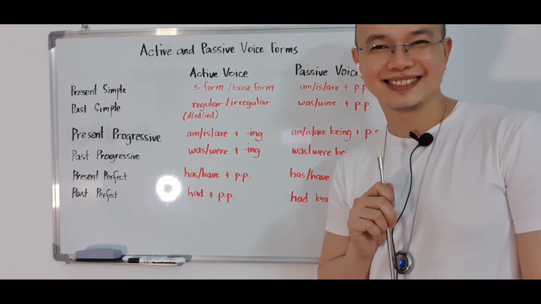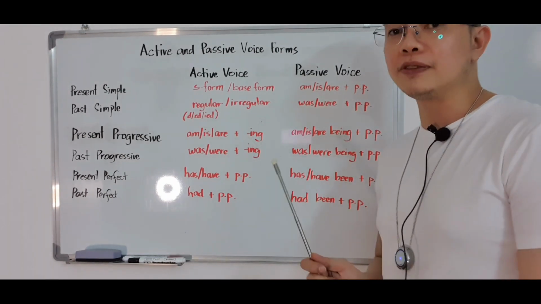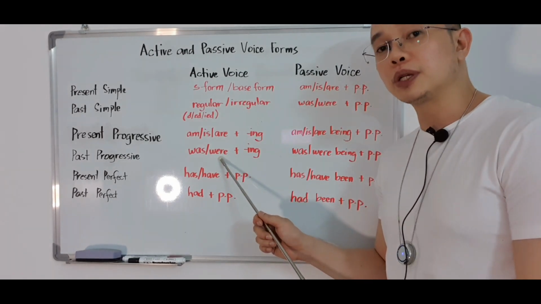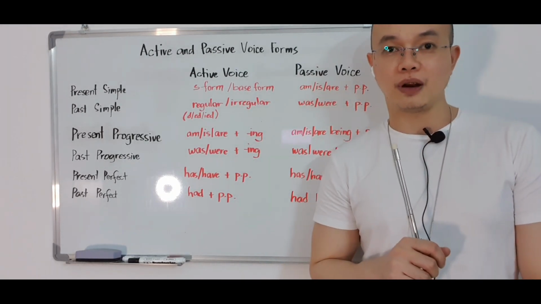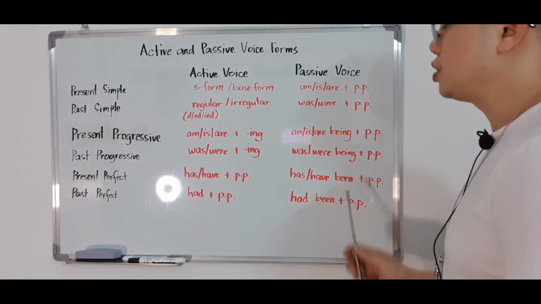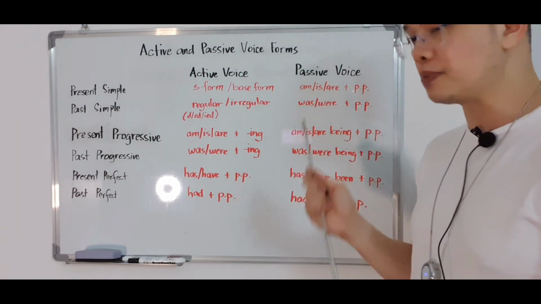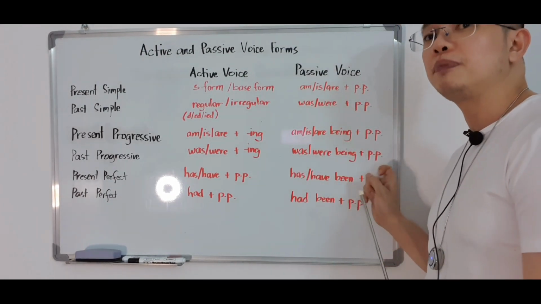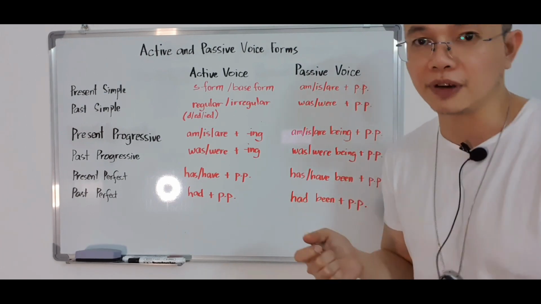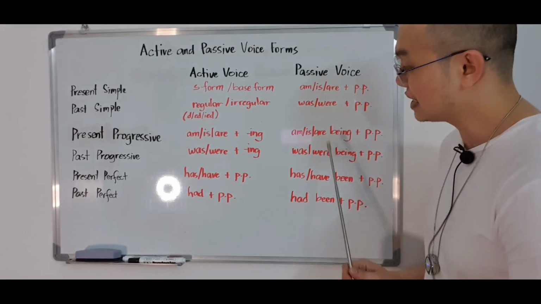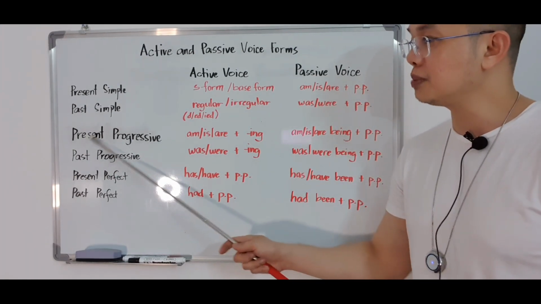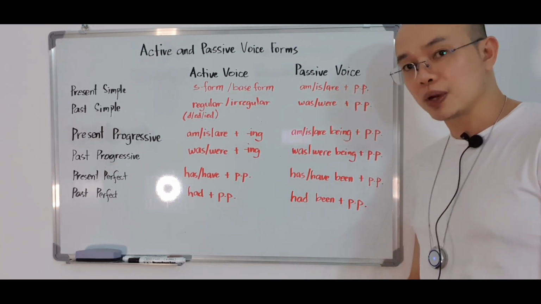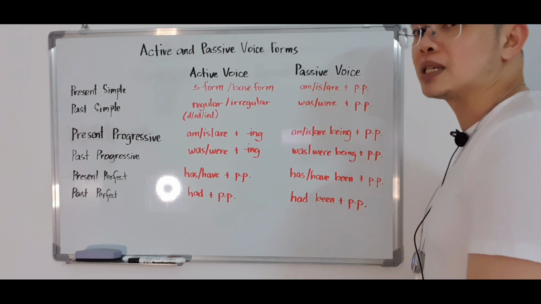All right, now for the past progressive, you're going to use was for singular subject for the active form, were for plural subject, and then the ing form of the main verb. All right, now for the passive voice, you're going to use was, again for singular subject, were for plural subject, and the same thing, you're going to use being also, and then plus the past participle form of the main verb. Okay, as you can see, that's the difference between the two. All right, so for present progressive, passive voice is am, is, are, being plus PP. For past progressive rather, was, were, being plus past participle.